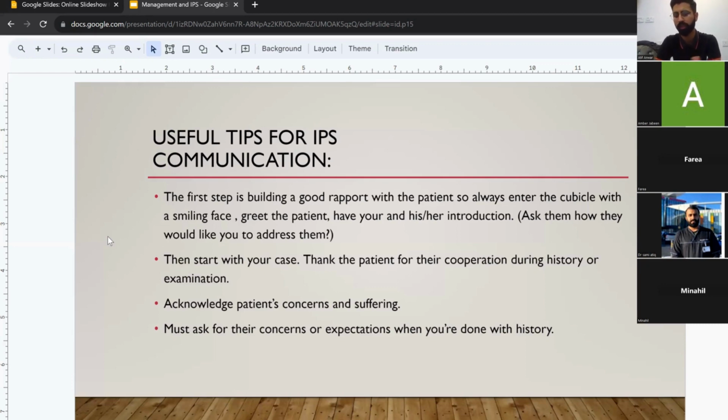Then you will simply take the history as somebody explained yesterday. In between, keep asking the patient about their concerns, or when you're done with your history, ask the patient if there is anything in particular that they're concerned about. Is there anything in particular that they are expecting from this consultation? You can ask this at the end of your history.